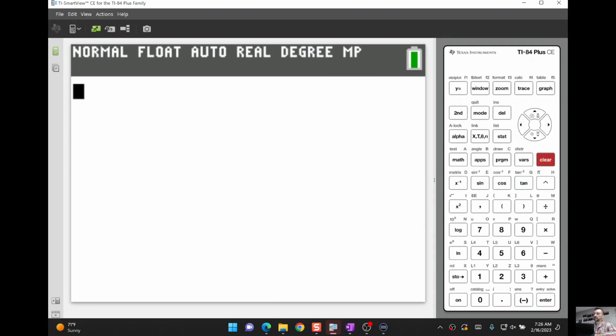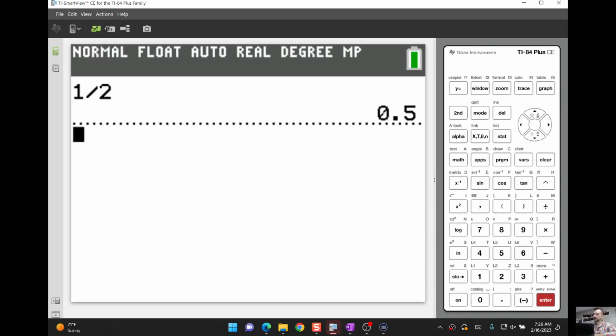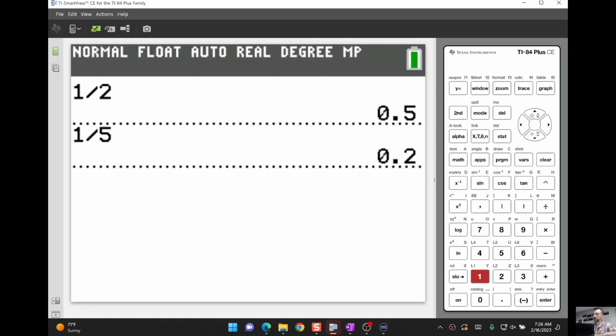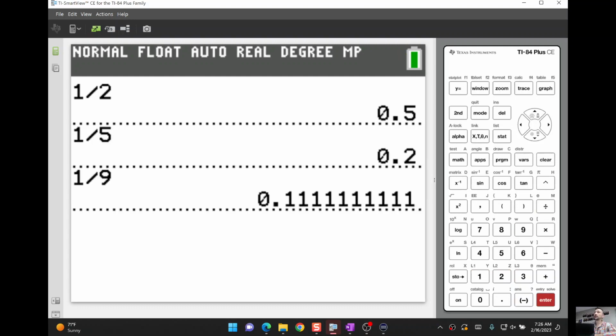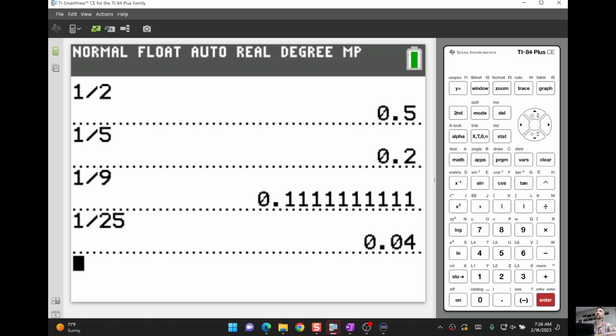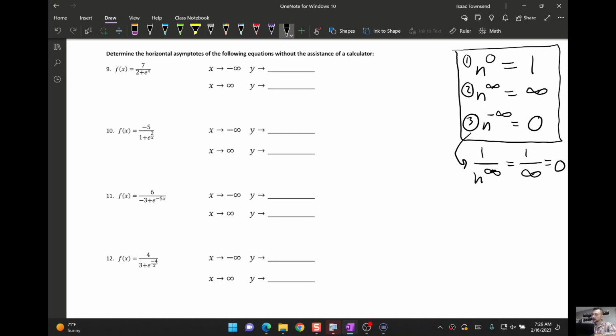If you have a hard time visualizing that, you can just throw in a few numbers into your calculator. You can see quickly that as the denominator gets bigger, the whole fraction gets closer to 0. So if you have a number and its exponent heads to negative infinity, that whole thing just goes to 0. These are, to me, the key to these questions. If you have those 3 memorized, these are a lot easier.